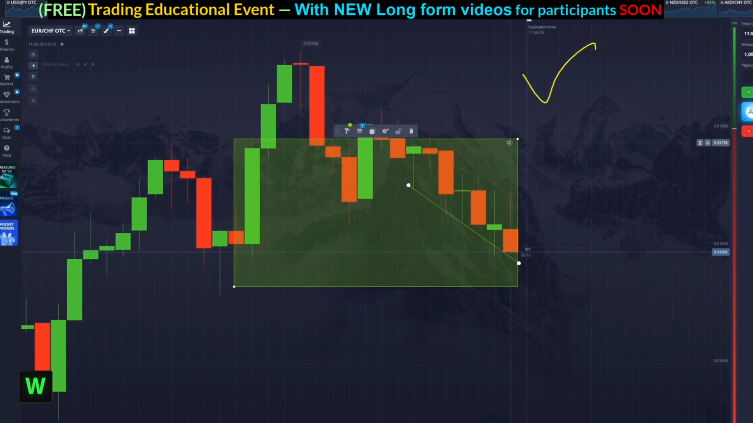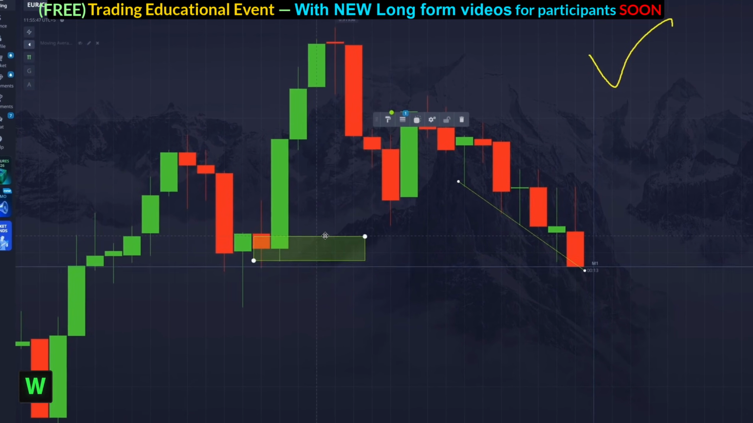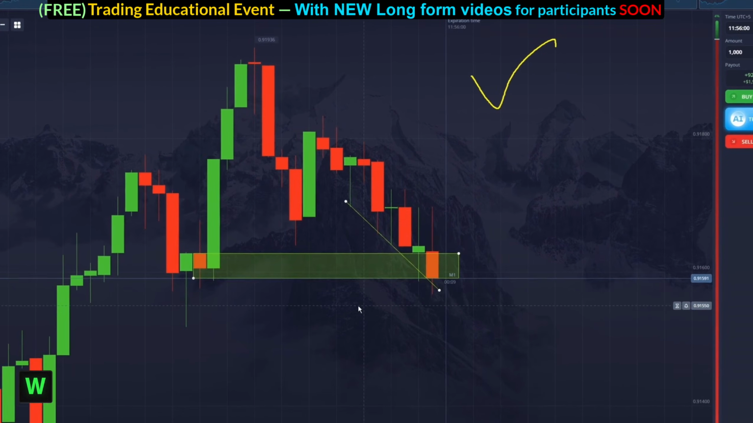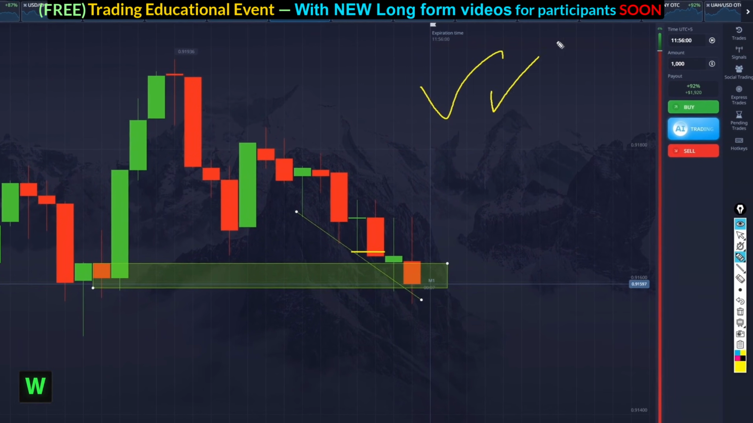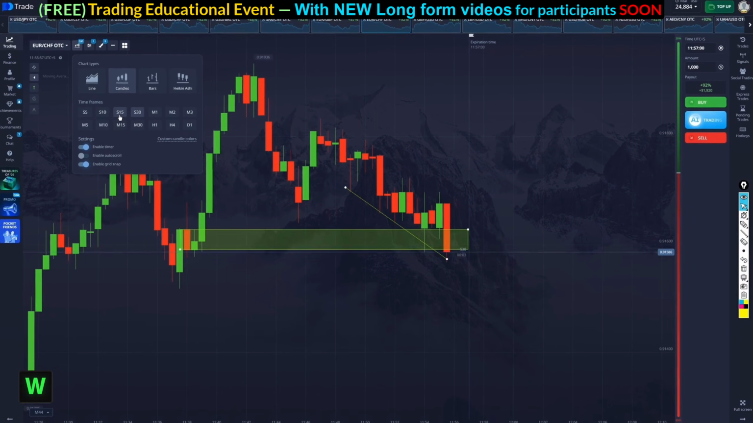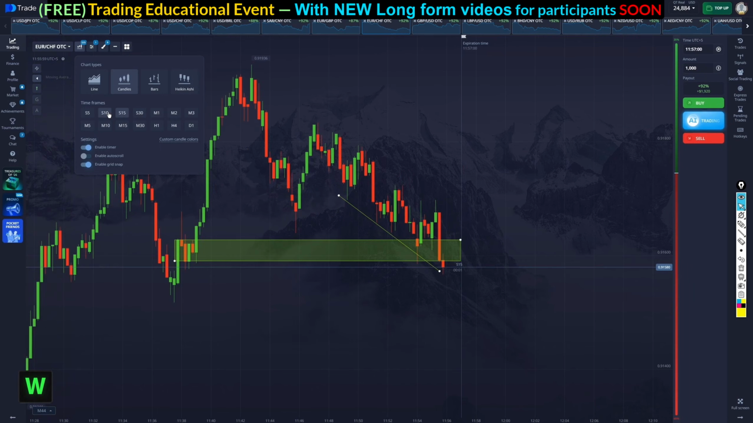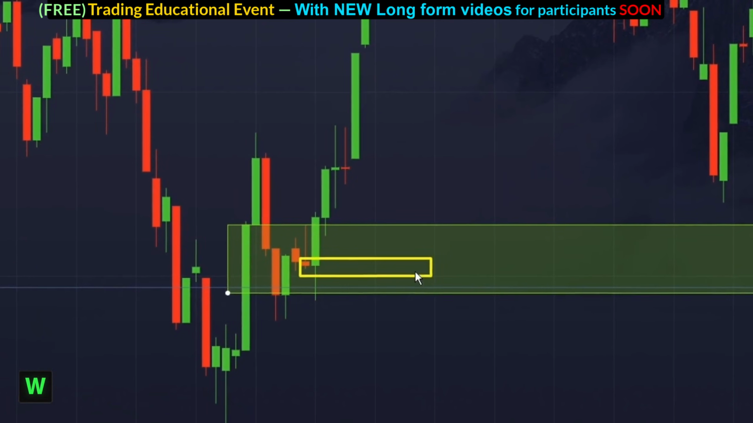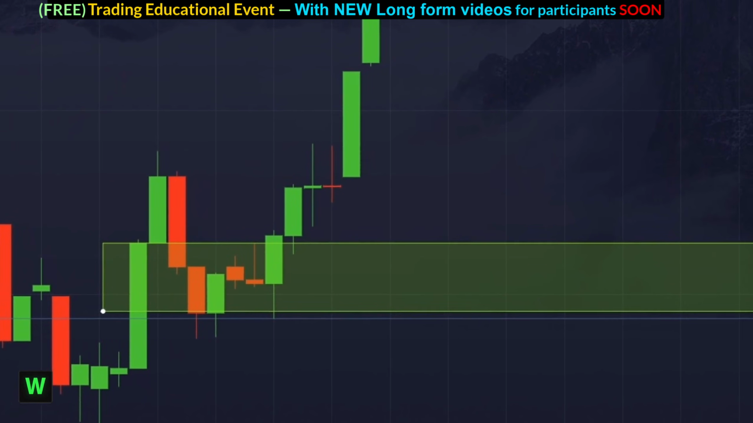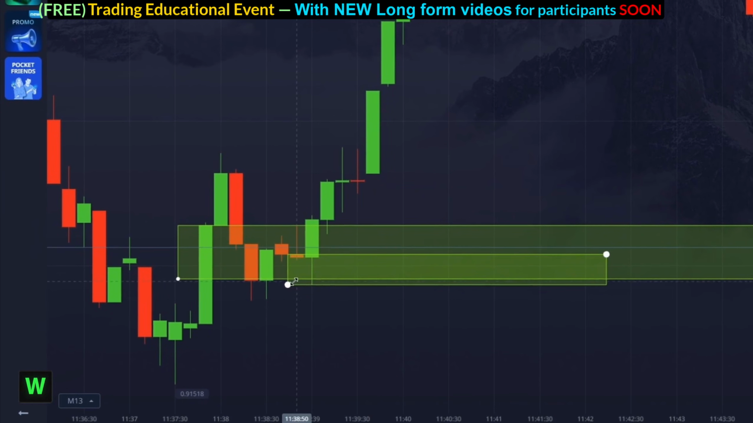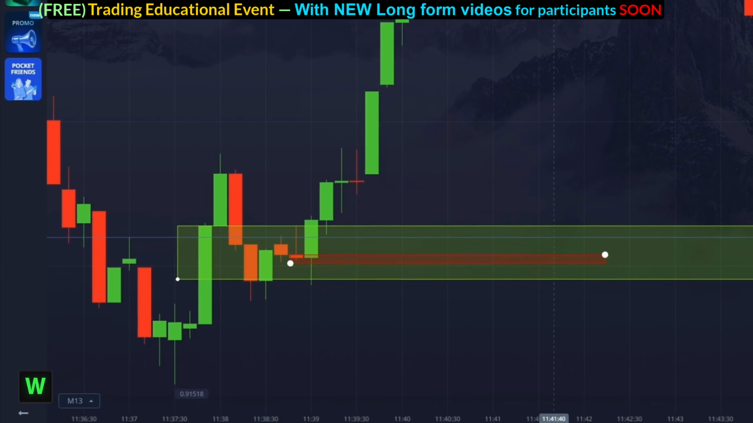What else? We do have this little demand zone. All right, we have this little doji break and we have lower time frame. I'm not sure if we have it, but I think we have that. Yeah, we have it right at the middle. See this fresh demand right at the middle. This is called lower time frame entry.